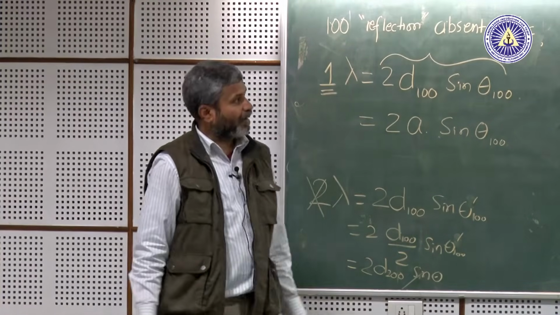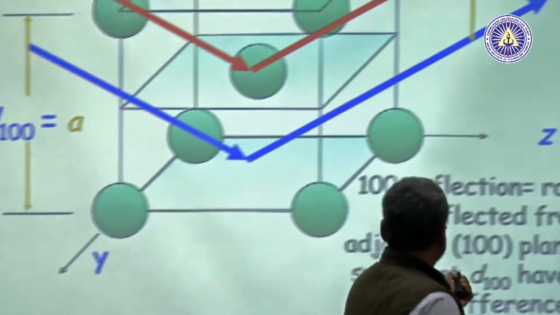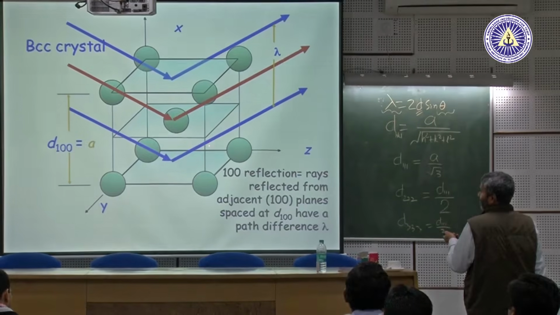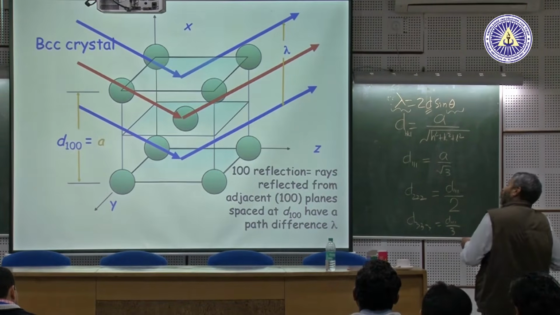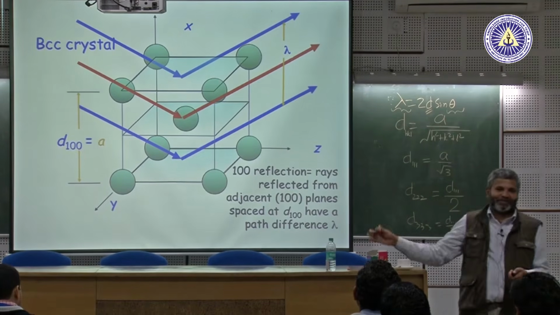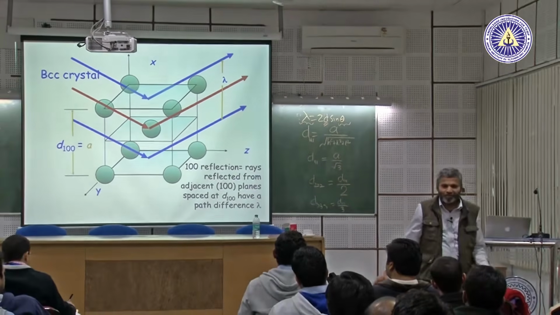So, everything is fine. If the path difference between this and this is lambda, then path difference between this and this is 2 lambda. So, it is a second order reflection from 100, but we agree by convention that we call this first order from 200.